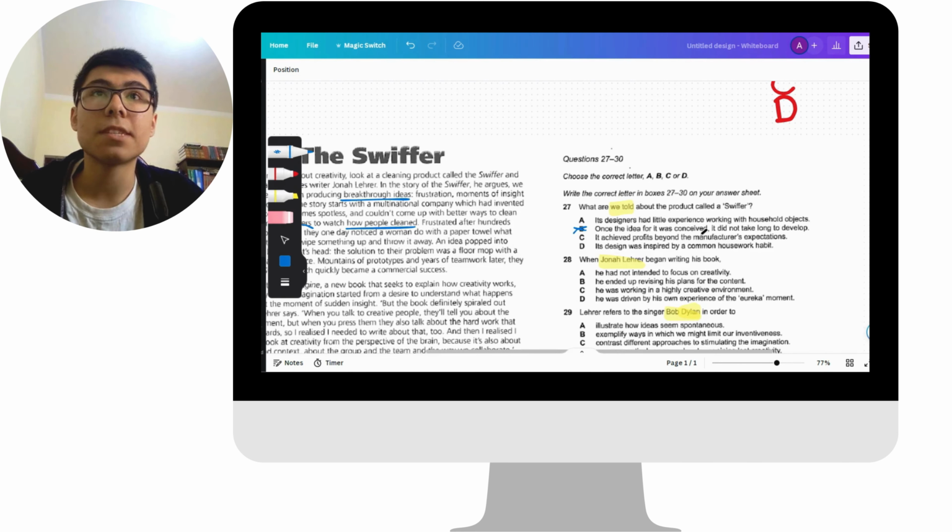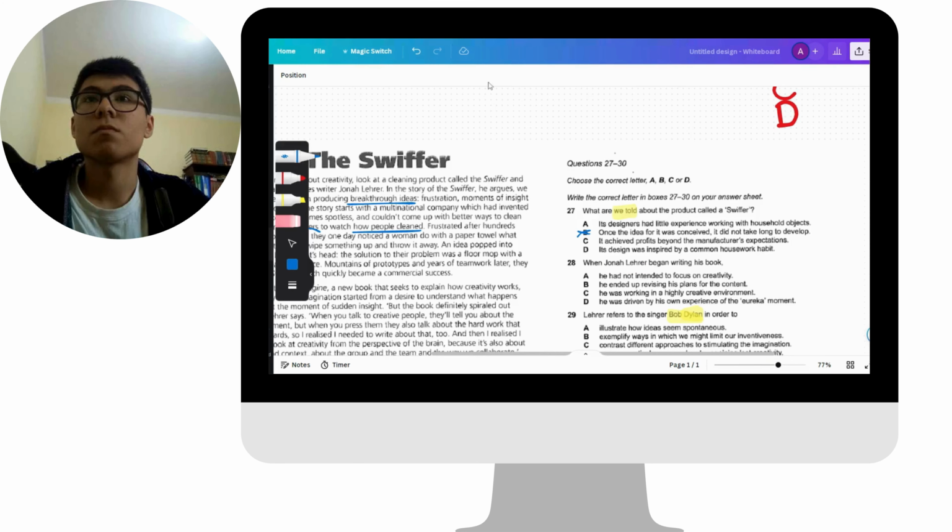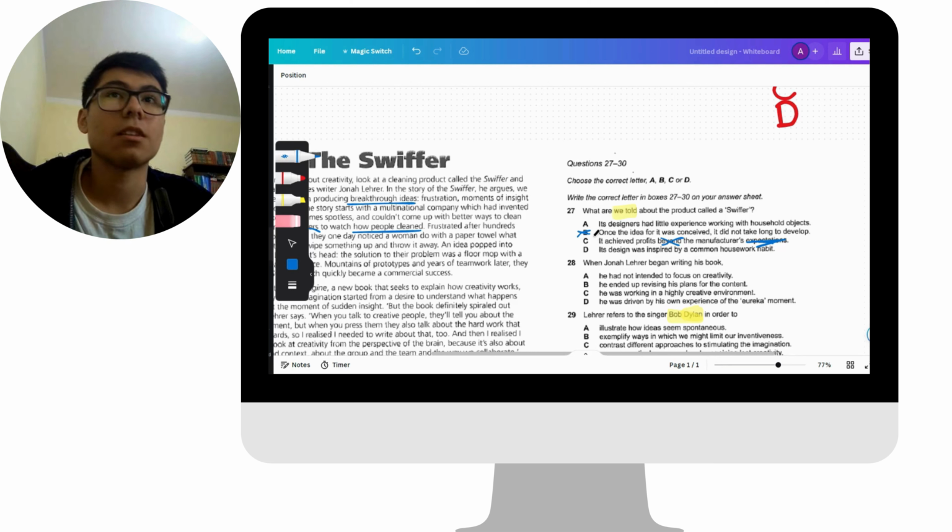C: It achieved profits beyond the manufacturer's expectations. Are they talking about whether it was beyond their expectation or not? This is something that they haven't talked about. They didn't say what they expected, and they did not say the reality. So we can easily eliminate C.